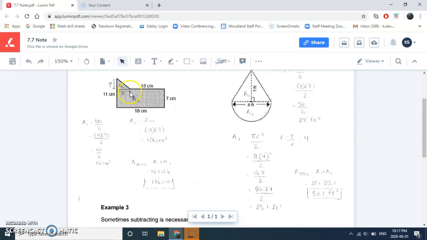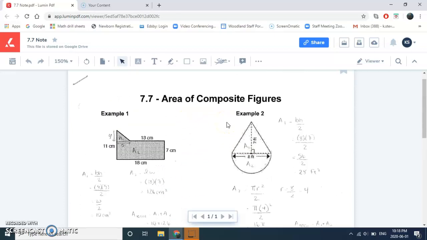So now I want to find the total area. So the A total equals A1 plus A2. Because we have two different shapes, we're going to use 2. So our first one was 10 centimeters squared plus 126 centimeters squared gives us a total of 136 centimeters squared. What that 136 centimeters squared is telling us is that all of this shaded part in here, including this little triangle part, all of this area combined is 136 centimeters squared.